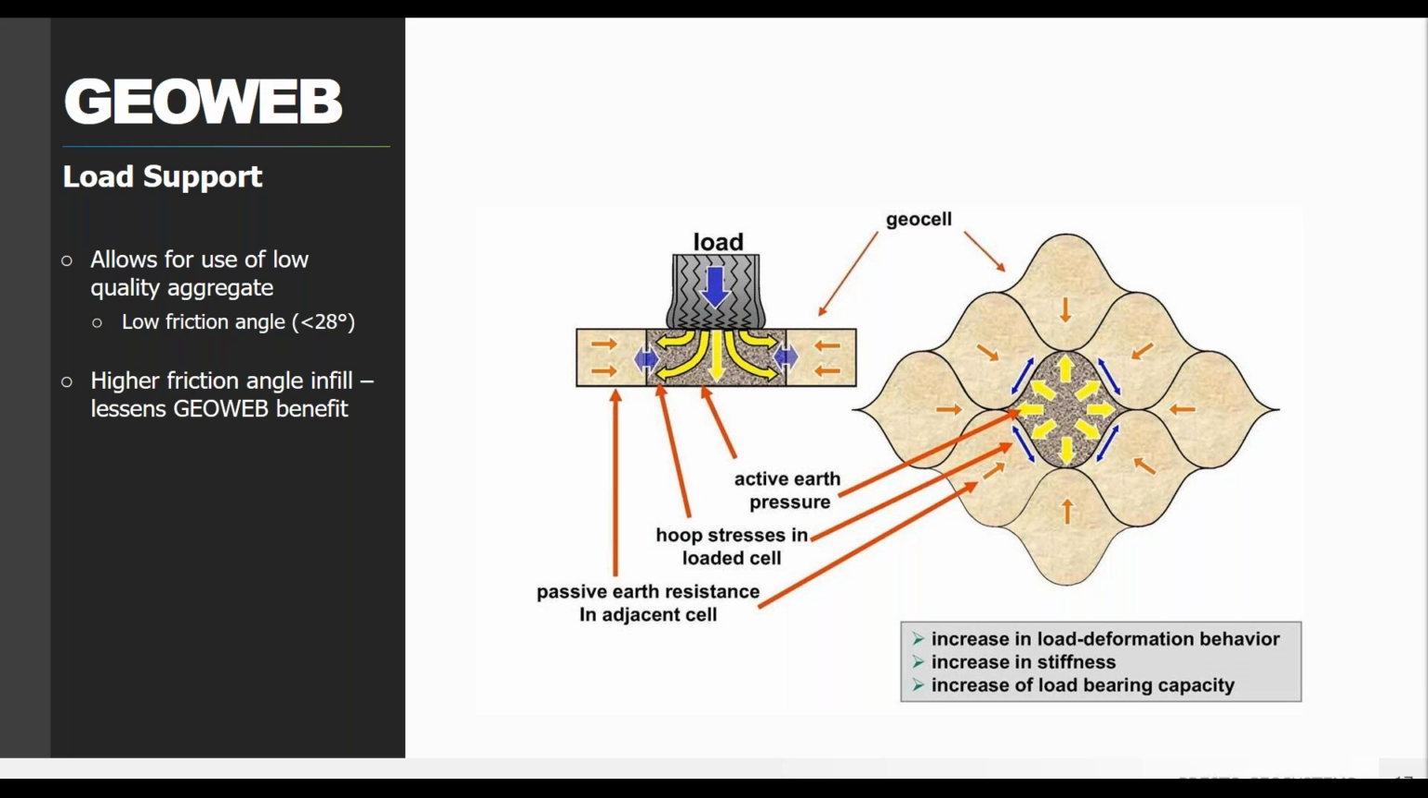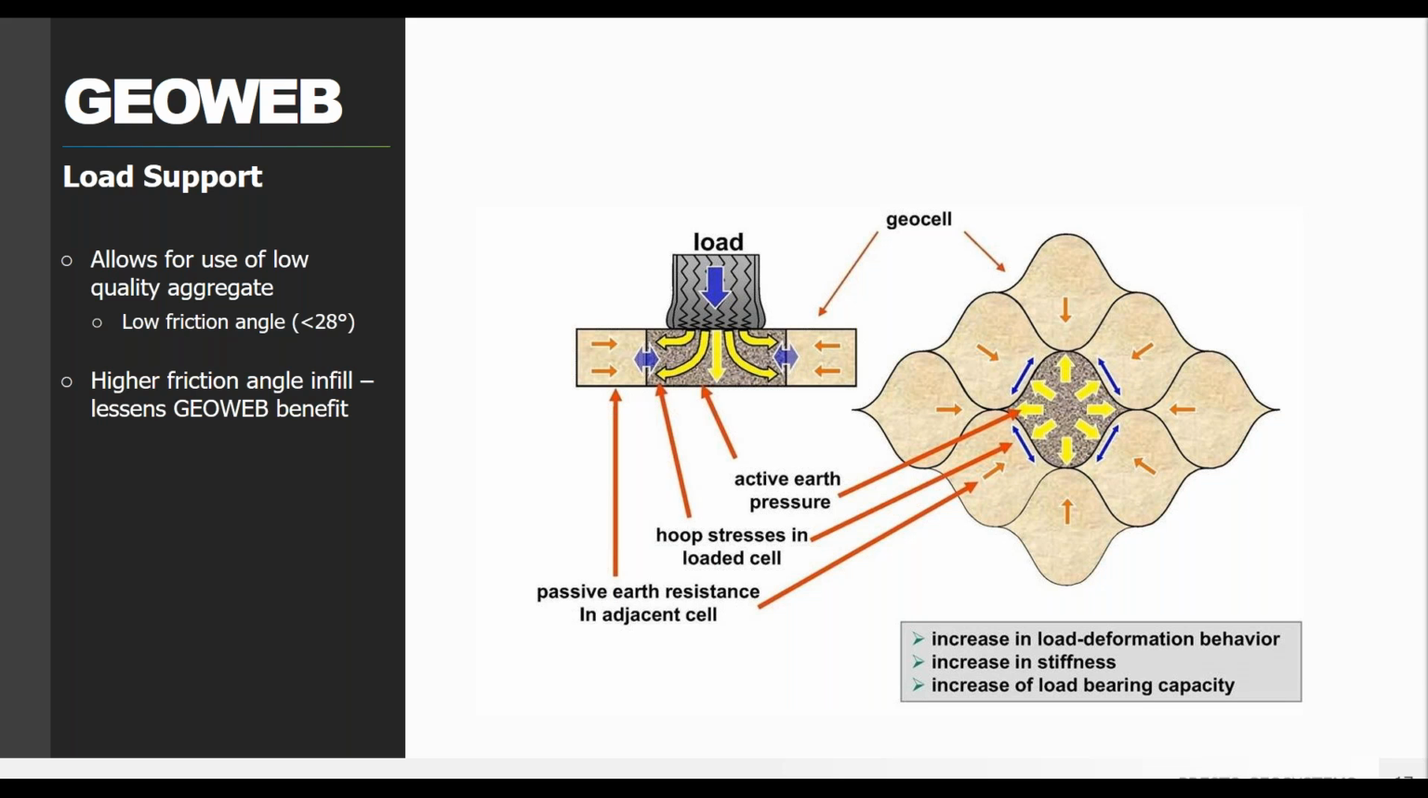So I mentioned that the GeoWeb system could be used to stabilize the crest of dams or levees to create that drivable surface. And so that's going to be what we consider a load support application. So let's go into a little bit more depth about how that would work. The GeoWeb 3D system works like this for load support applications. When a vertical load is applied, the active earth pressures in the loaded cell, which is the one in the center here, pushes back against the passive earth pressures in all of the adjacent cells to form that stable system. Each cell helps support the ones around it.